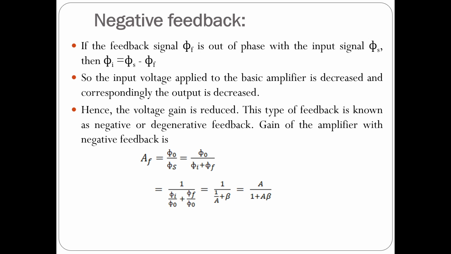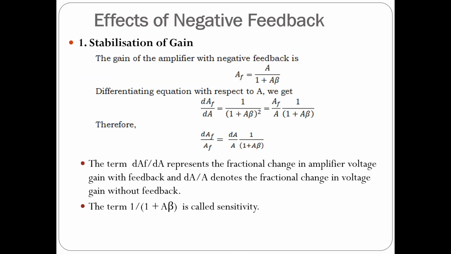Next, negative feedback. In negative feedback, the feedback signal is out of phase with the input signal Xs, so Xi is equal to Xs minus Xf. The input voltage applied to the basic amplifier is decreased and correspondingly the output is decreased. The negative feedback amplifier gain AF is equal to A divided by 1 plus A beta. Now the effects of negative feedback.